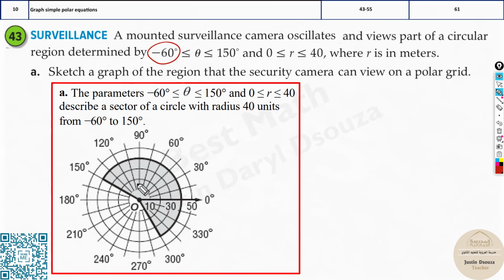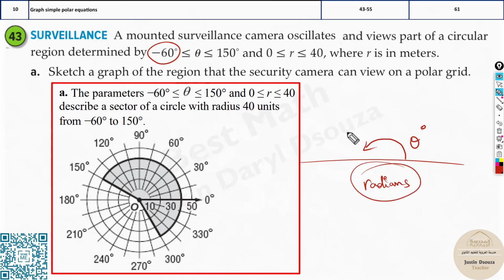Here, theta is the angle. So you know the angle is always measured from right to left. We get the angle theta, right? That's in degrees or in radians. Whenever we solve polar equations, try to keep in mind we usually use radian mode, okay? So this is very important. Now, here the angle is given in degrees. That's fine. We are just graphing.